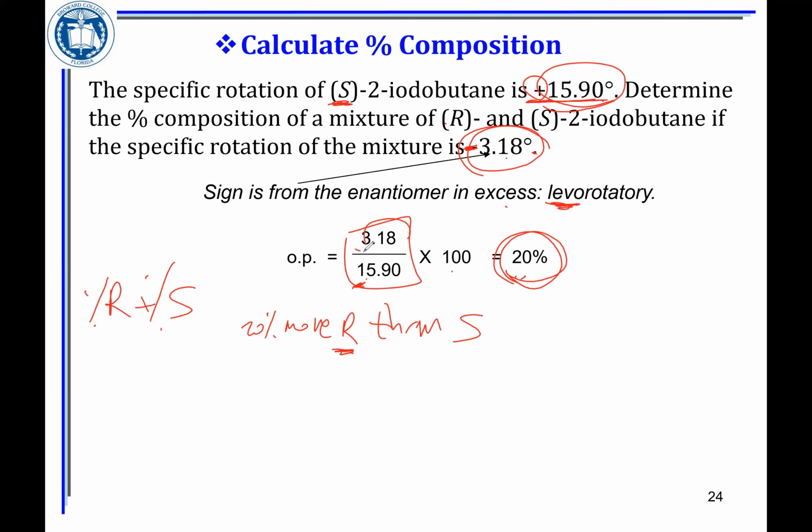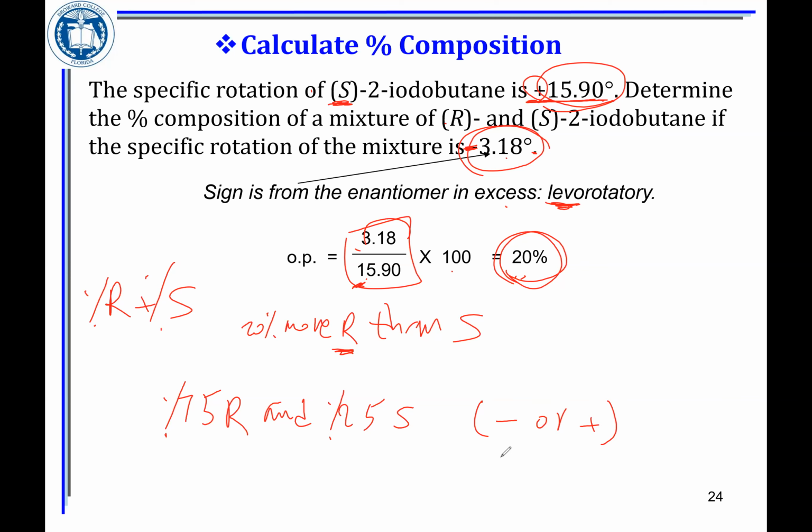Negative 15.9. Now, if you had 75% R and 25% S, would the rotation for the mixture be negative or positive? I'm just putting the hypothetical number here: 75% R and 25% S. Would the specific rotation for the mixture be negative or positive?